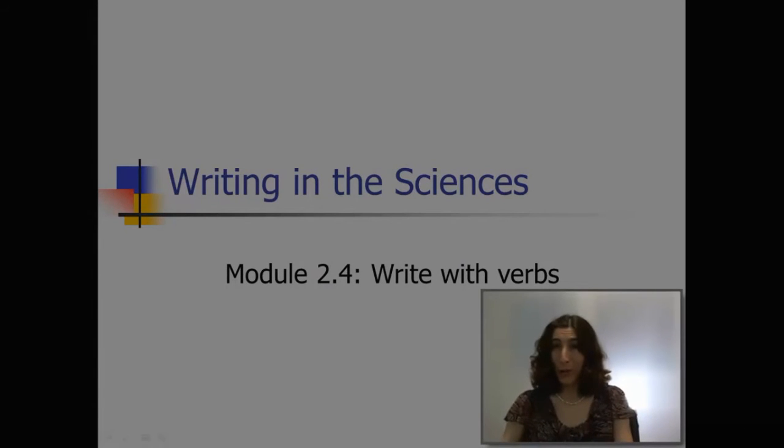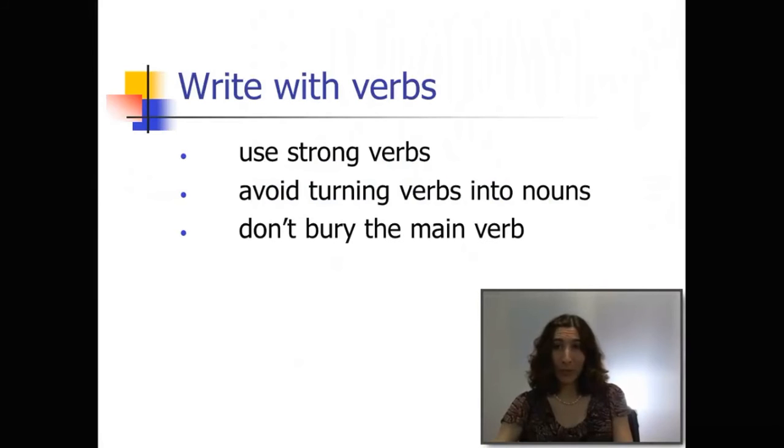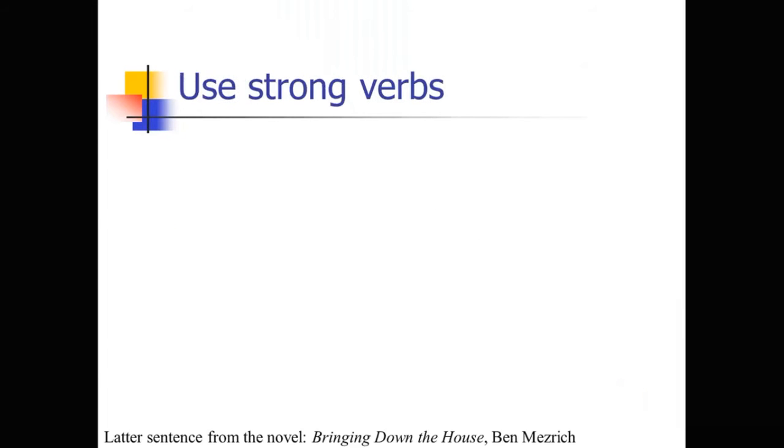So in this next module, we're going to talk about writing with verbs. This means using strong verbs, avoiding turning verbs into nouns. We talked a lot about that as well last week. And not burying the main verb. That is, we want to keep the main verb of the sentence close to the subject of the sentence, somewhere near the start of the sentence. So I'm going to go over each of these three principles in turn.